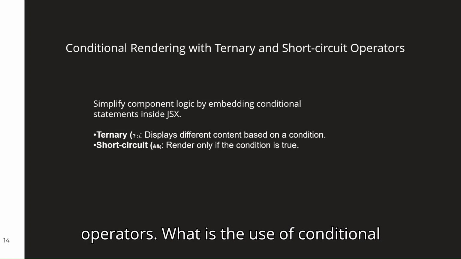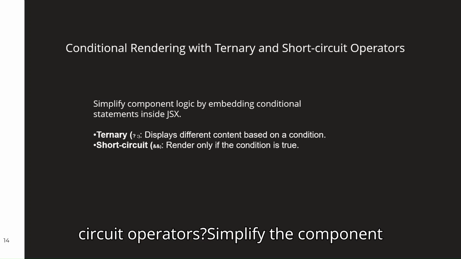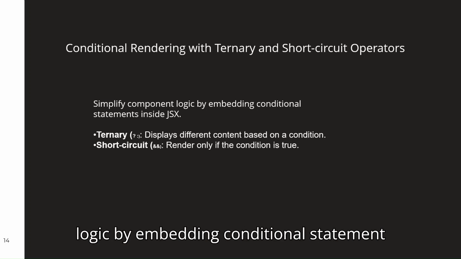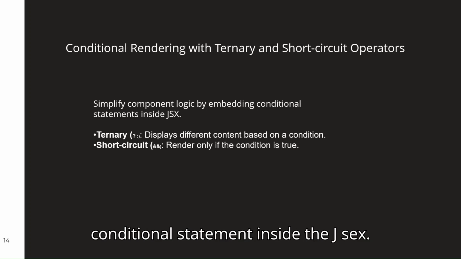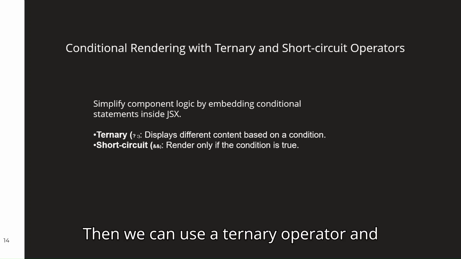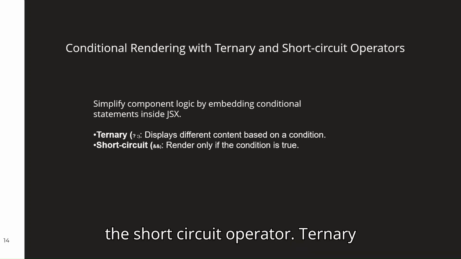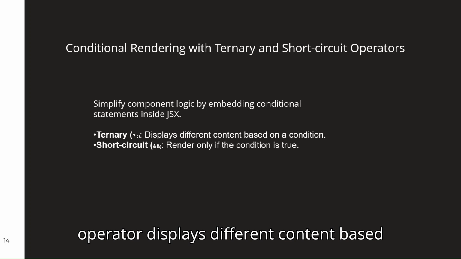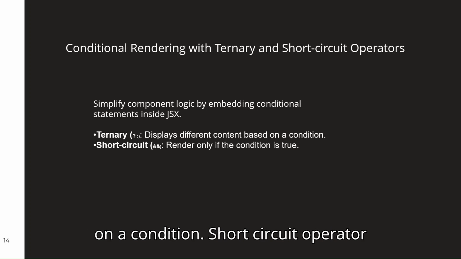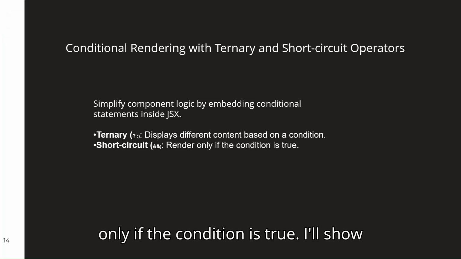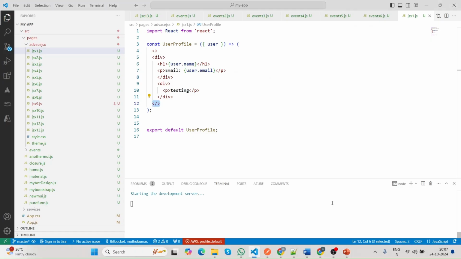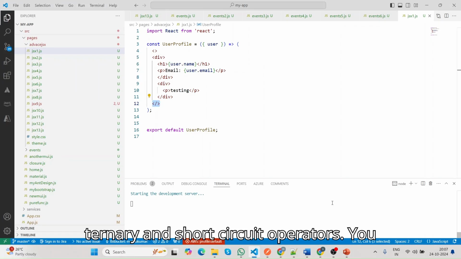What is the use of conditional rendering with the ternary and short circuit operators? It simplifies the component logic by embedding conditional statements inside the JSX. We can add a conditional statement inside the JSX. Then we can use a ternary operator and the short circuit operator. The ternary operator displays different content based on a condition. The short circuit operator renders only if the condition is true. I'll show you the example of the ternary and short circuit operators.